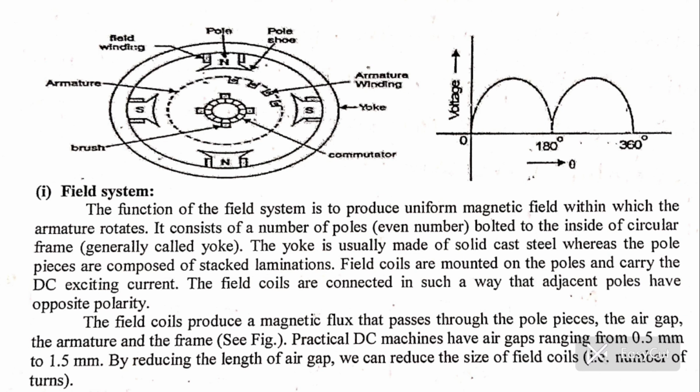Poles are arranged in such a way that adjacent poles have opposite polarity, N and S. A smaller air gap between the poles and armature, around 0.5 mm to 1.5 mm, means fewer turns are needed in the coil, making it more efficient.